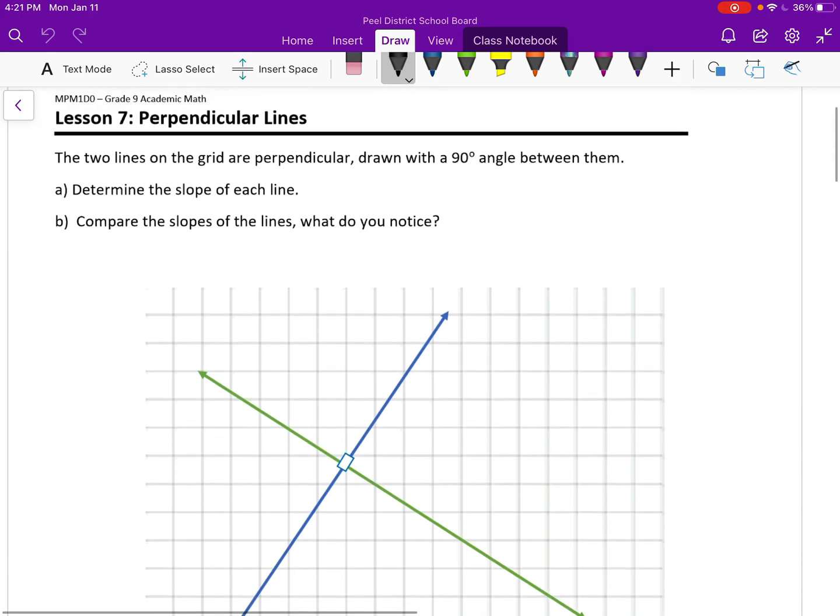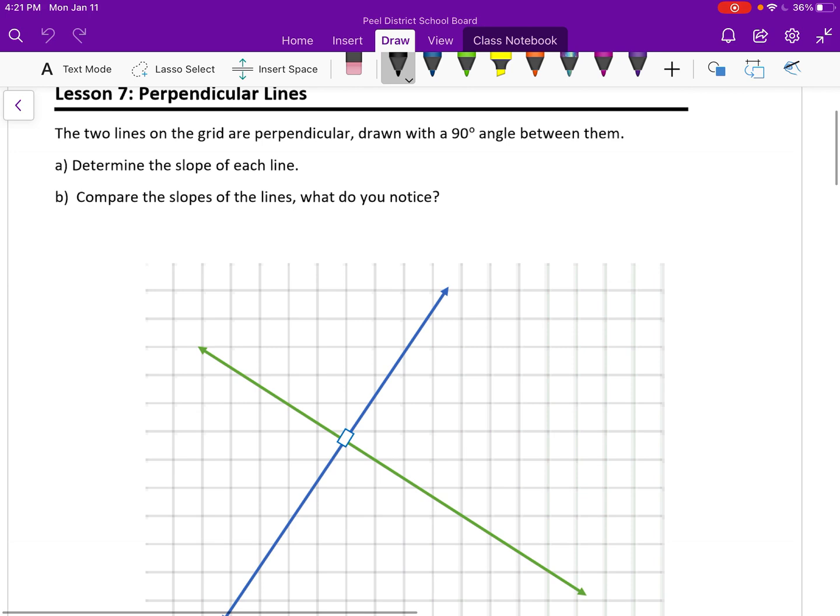So before we get started, we are going to do a little bit of an investigation. There are these two lines on this graph, right? And we know that they are perpendicular to each other because we can see this little box here that says it's 90 degrees to each other. Whenever we represent 90 degrees, sometimes we represent it as a box. It'll look something like that.